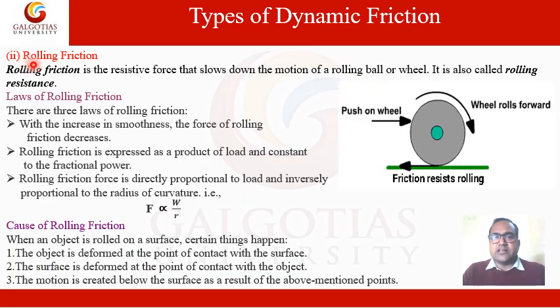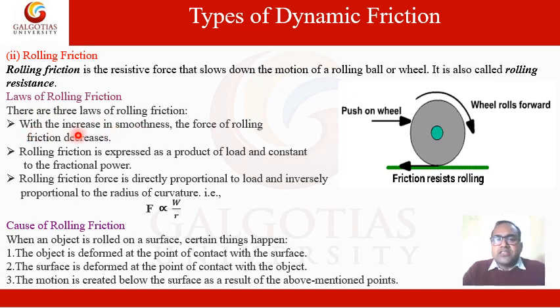Now the next one is rolling friction. Rolling friction occurs when a round surface like a ball rolls over a surface. Now how should one define rolling friction? Rolling friction is a resistive force that slows down the motion of a rolling ball or a wheel. It is also called rolling resistance. Now what are the laws of rolling friction? There are three laws of rolling friction.